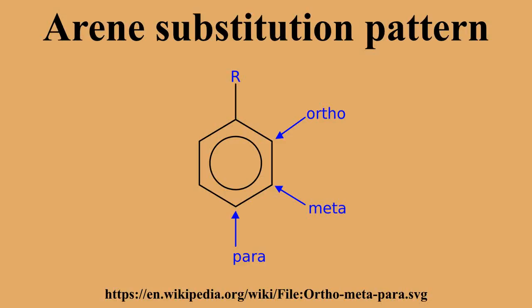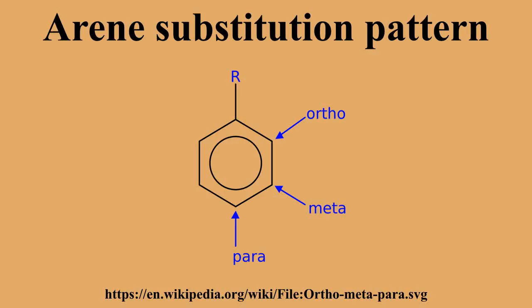Arene substitution patterns are part of organic chemistry IUPAC nomenclature and pinpoint the position of substituents other than hydrogen in relation to each other on an aromatic hydrocarbon. Ortho, meta, and para substitution. In ortho substitution, two substituents occupy positions next to each other, which may be numbered 1 and 2.